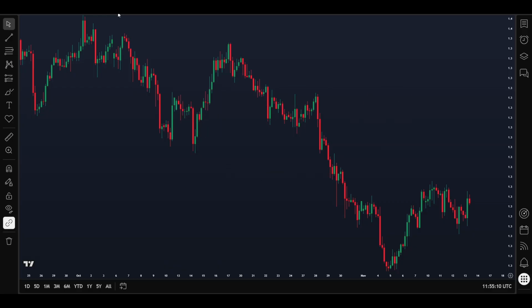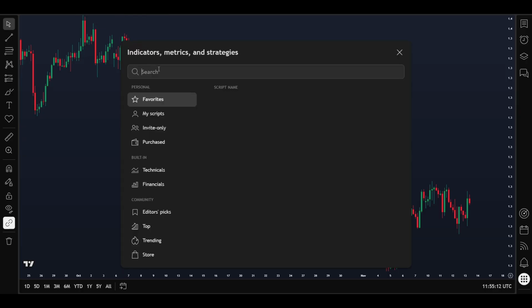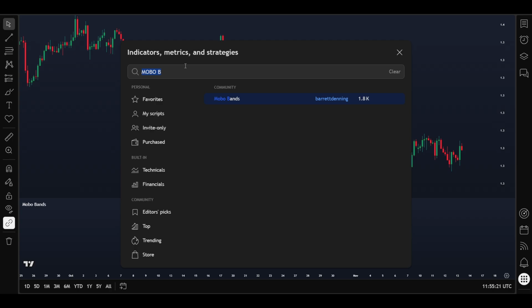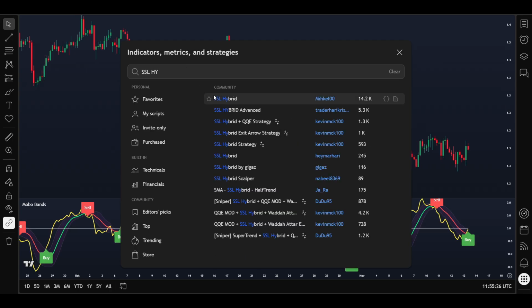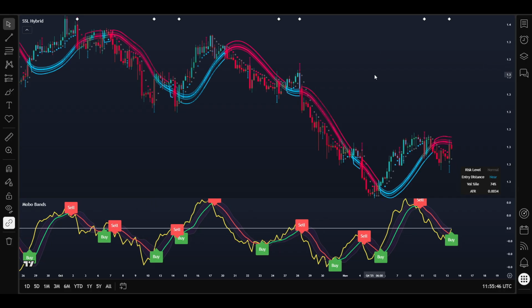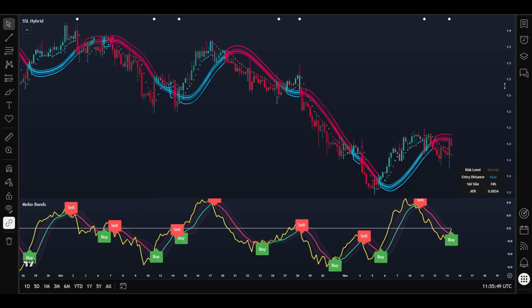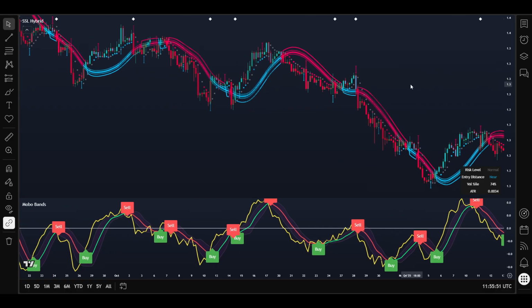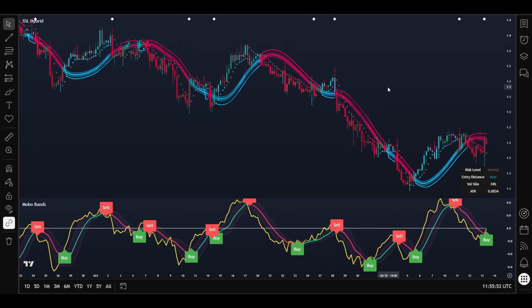Adding indicators. Open indicators in TradingView. Add MOBO Bands by Barrett Denning. Add SSL Hybrid by Mikel00. That's it. 2 tools, 2 jobs. MOBO prints the momentum breakout signal. SSL Hybrid's baseline keeps us on the right side of trend.